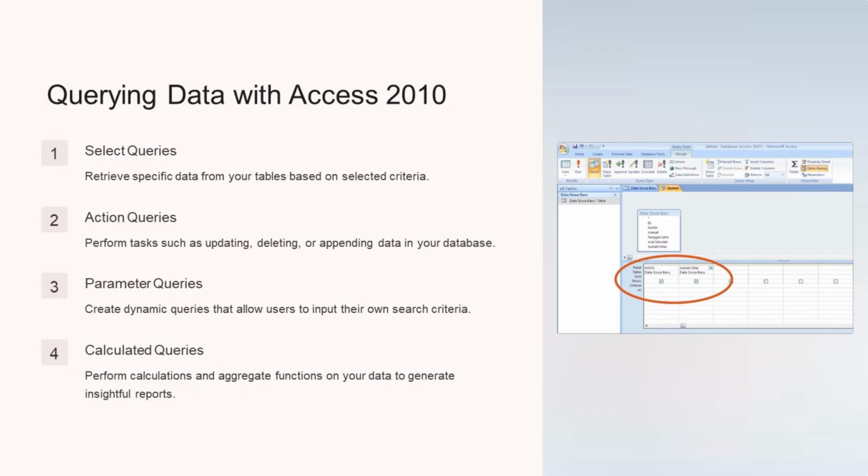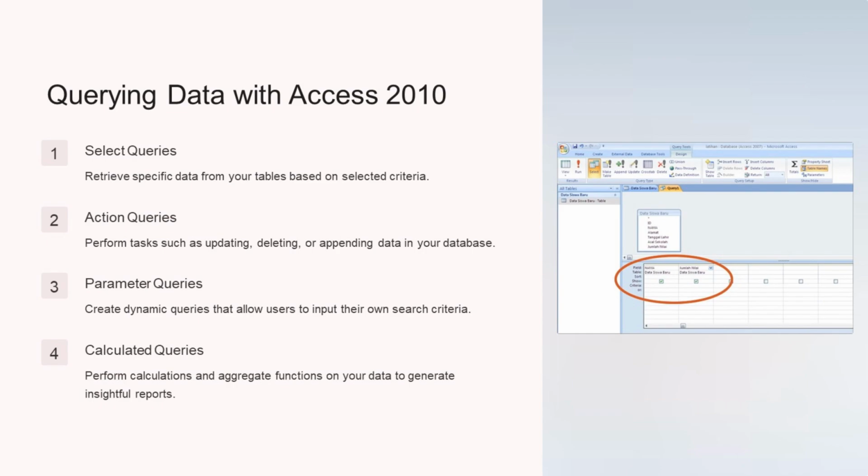Okay, and what about query? Suppose select queries retrieve specified data from your table based on selected criteria. Action queries perform tasks such as updating, deleting or appending data in your database. Parameter queries create dynamic queries that allow users to input their own search criteria, right? Now calculated queries perform calculations and aggregate functions on your data to generate insight reports.